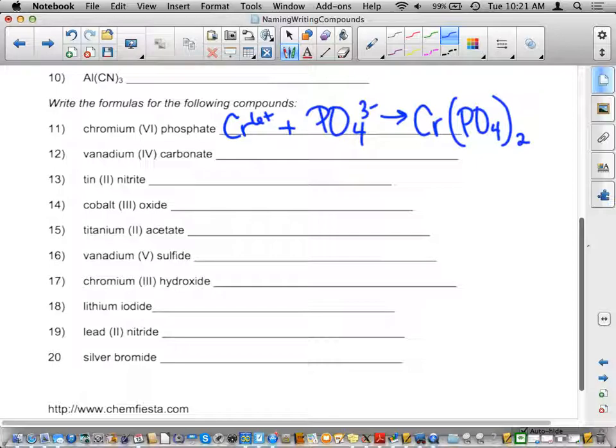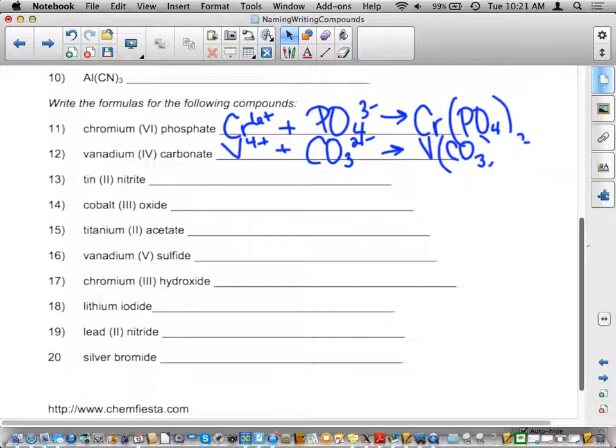All right, number 12. Vanadium. What's that Roman numeral? That's a 4. So vanadium has a +4 charge. I'm adding it to carbonate. It does not end in IDE, so it must be on my list. Carbonate is CO3 with a -2 charge. Charges are not balanced, thank you. So I need to bring in another carbonate. So it's a -4 charge, and that goes on the outside of the parentheses.